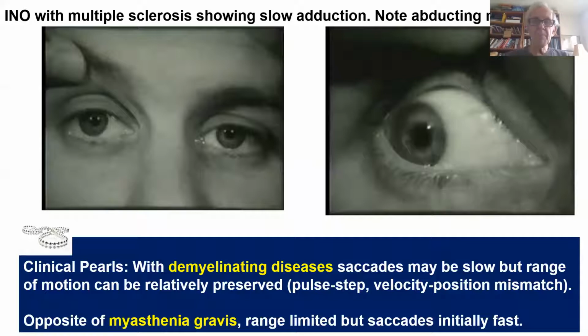In other words, this is a mismatch between the velocity command, which requires high frequency discharge, which is impaired on demyelinated fibers, and sparing of the position command, which only requires low frequency firing. So this is a velocity position mismatch that you see with demyelination. This is the opposite of myasthenia gravis. You can see a pseudo-INO in myasthenia gravis, but typically the range is limited, but saccades are fast. With demyelinating disease, the range can be full, but saccades are slow, just the opposite.